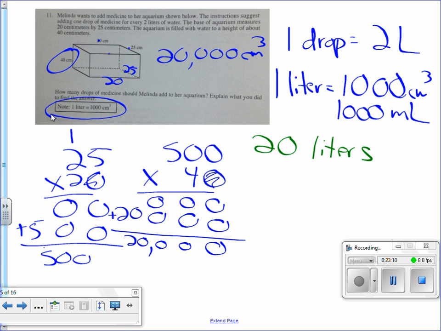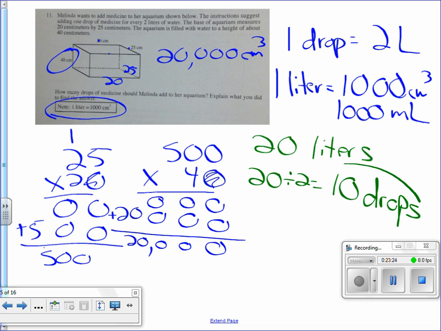1 drop equals 2 liters. So I have to take these 20 liters and divide it by 2. 20 divided by 2 equals 10. That's how many drops we have. Don't want to add too many drops to the fish tank or the aquarium, or all the fish will die.